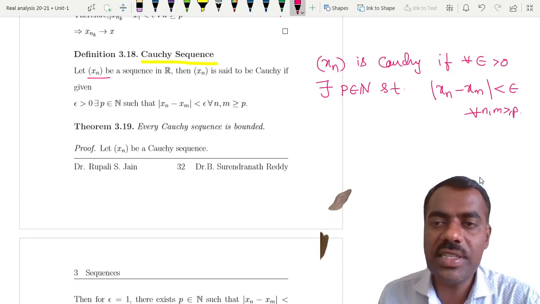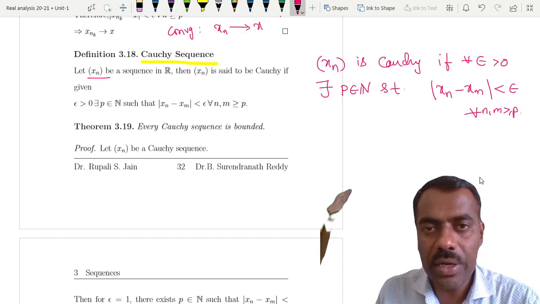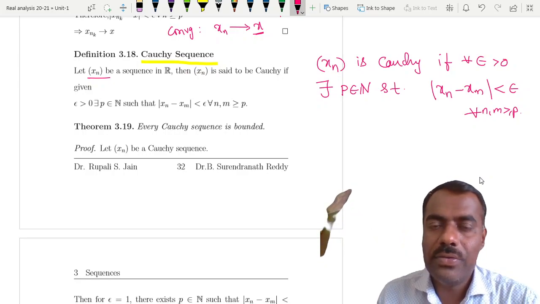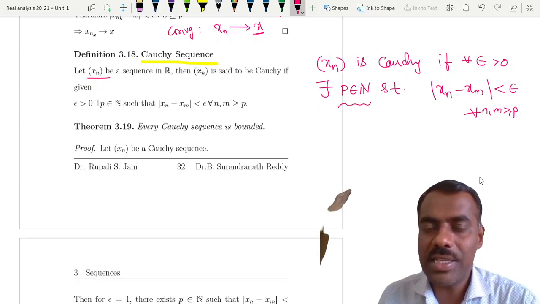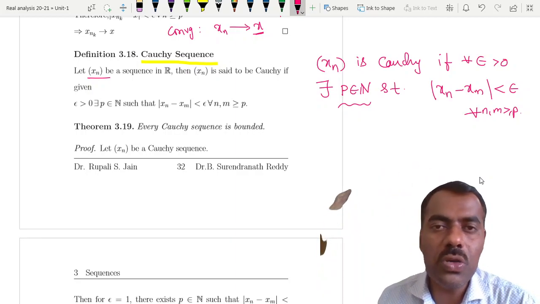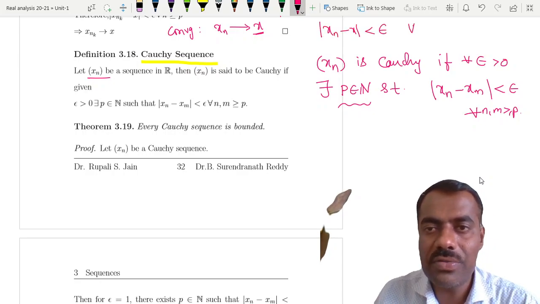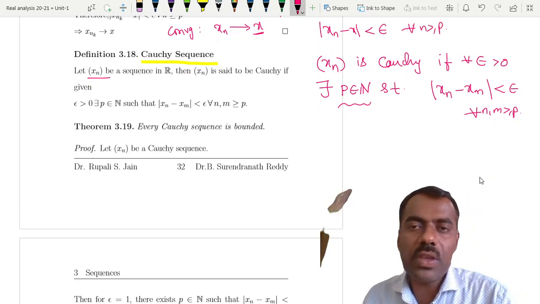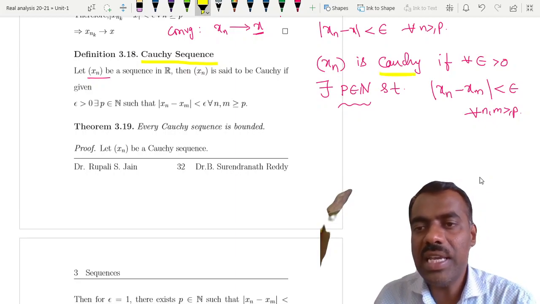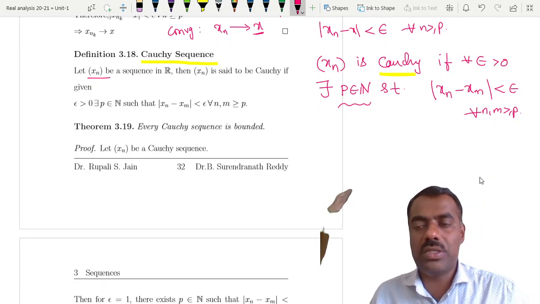So what is the difference between a Cauchy sequence and a convergent one? In a convergent sequence, we talk about the xn's all converging to a particular element x. Whereas in a Cauchy sequence, there is no particular such element. What we are saying is that after some stage, all elements are close to each other: xn and xm. If you take any two elements of that sequence, they should be close enough, that means less than epsilon after that stage.